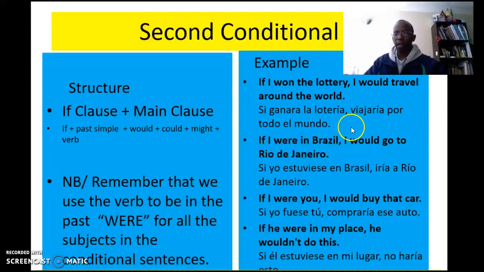We have more examples, like, if I were in Brazil, I would go to Rio de Janeiro. How could I go to Rio de Janeiro if actually I didn't go to Brazil? It presupposes that I should have gone there so that I could go to Rio de Janeiro. It means that it is something that took place in the past and I had no other option. We have others. If I were you, I would buy that car. How could I buy that car for sure if I were not you? Therefore, it will never be true. That's why we are saying that the second and third conditionals present cases that will never be true.